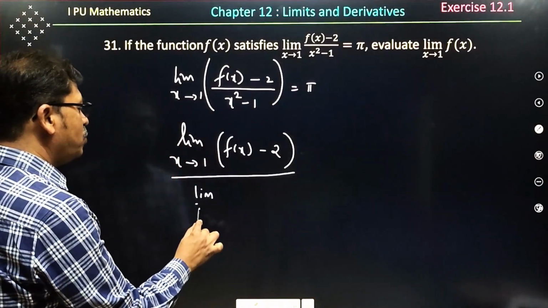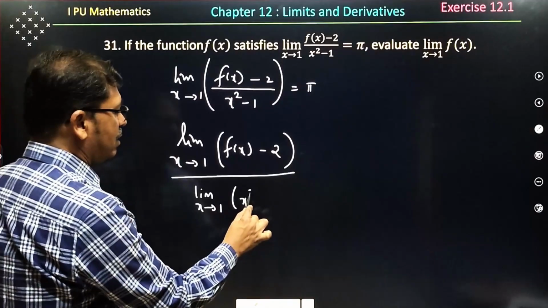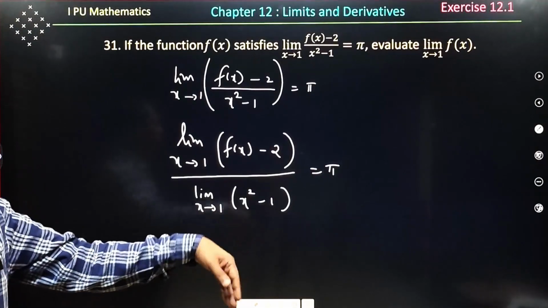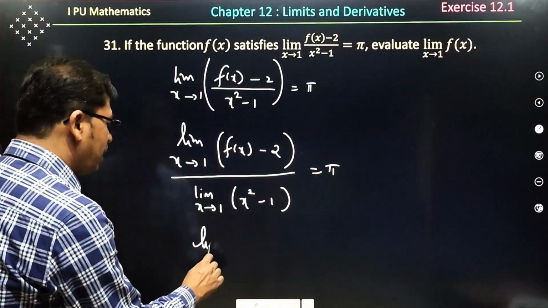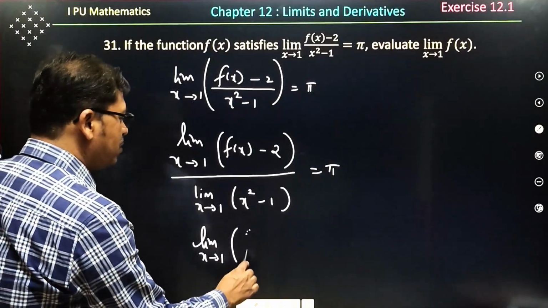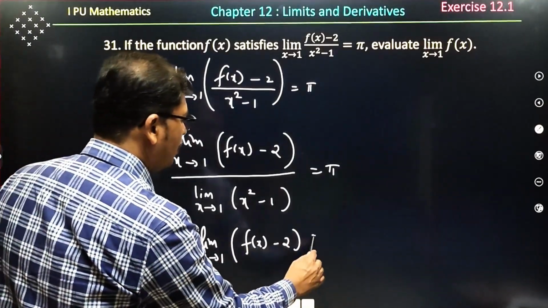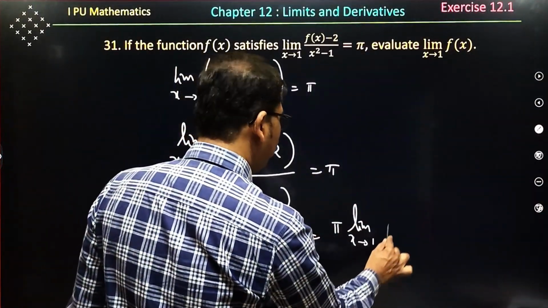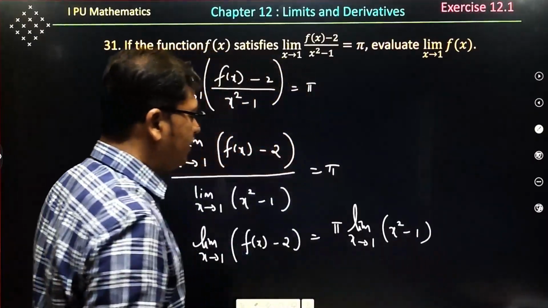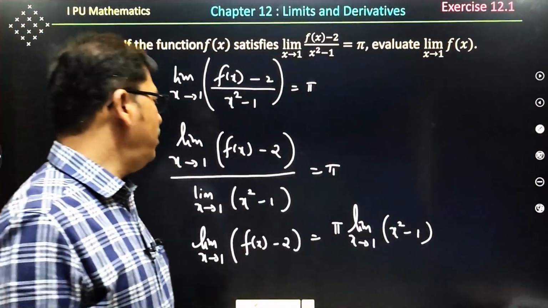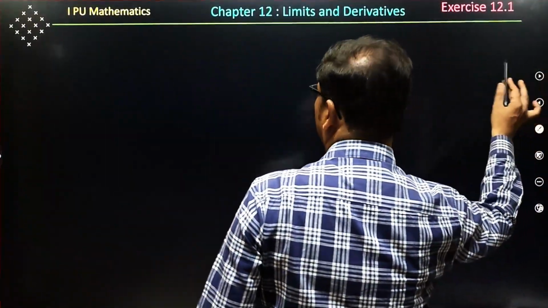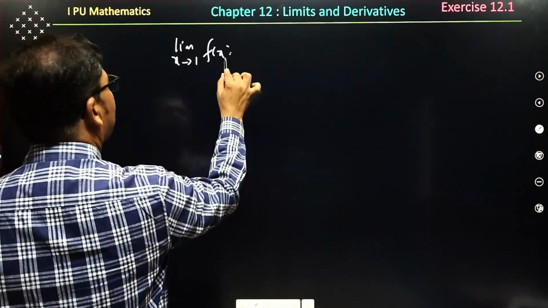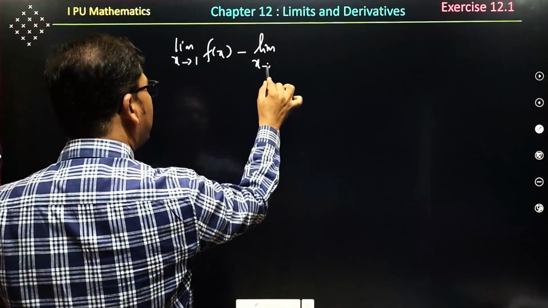So limit x tends to 1, x square minus 1. Just like usual simplification, you cross multiply limit x tends to 1, x square minus 1 to the right side here. So as a result, this becomes limit x tends to 1, f(x) minus 2 is equal to pi into limit x tends to 1, x square minus 1. Now on the left hand side, you just apply the limit x tends to 1. I would like to split here: limit x tends to 1 f(x) minus limit x tends to 1, 2.